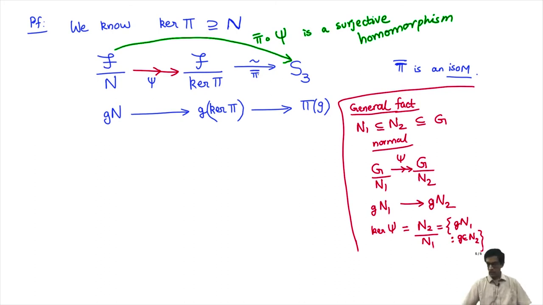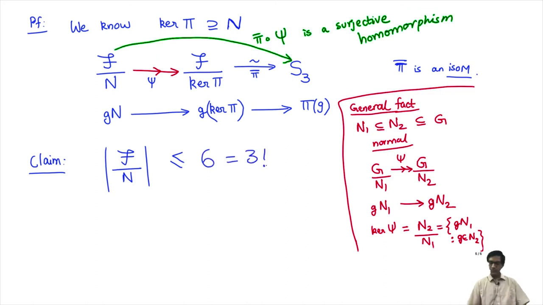Now, what I claim is the following. Let's prove this as follows. We claim that this group F by N, that we don't know much about at this point, is in fact a finite group and has at most 3 factorial elements, or at most 6 elements. 6 is 3 factorial, which is the number of elements in S3. I claim F by N has at most 6 elements. We'll prove this in just a second, but observe that if we assume the claim is proved, then it automatically shows that N and kernel pi are equal.